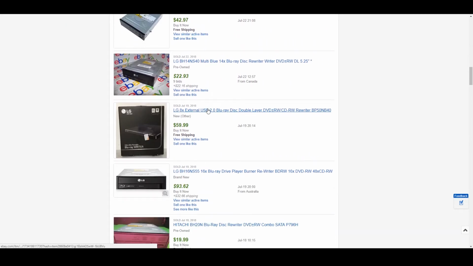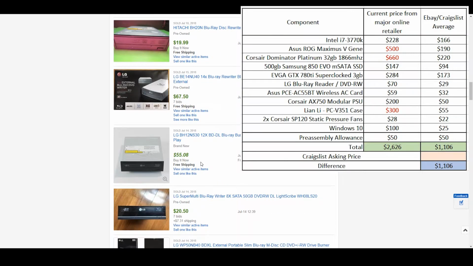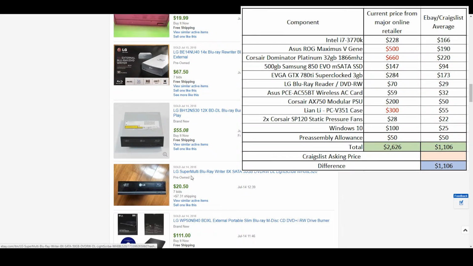averages on eBay right around $29. I could get it from Micro Center for about $70, and that could be basically any brand.